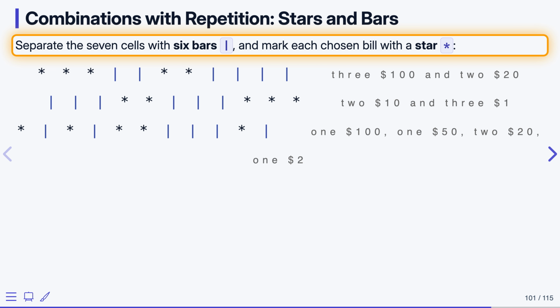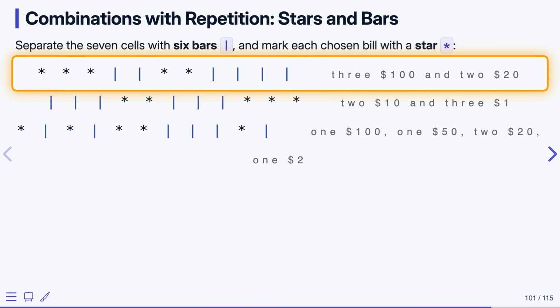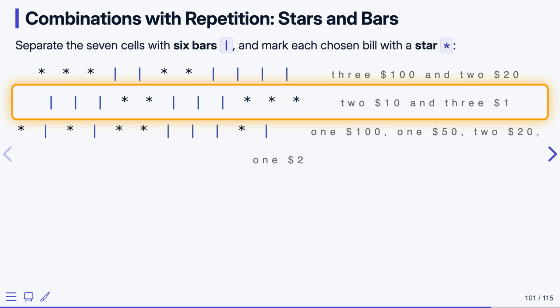This is the clever trick, and it is called stars and bars. Line the 7 cells up and put a bar between each pair of cells. 7 cells need 6 bars. Then mark each chosen bill with a star. Read the first row. 3 stars, then a bar, then a bar, then 2 stars, then the rest bars. 3 stars in the first cell means 3 $100 bills. 2 stars in the third cell means 2 $20 bills. The second row shows 2 $10 bills and 3 $1 bills.